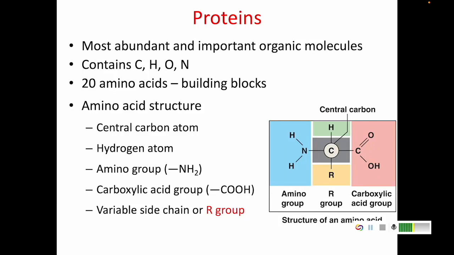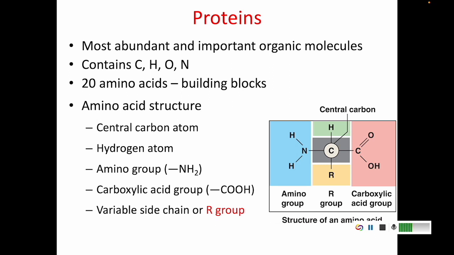Hi, class. Welcome back. We're in the middle of chapter 2. We're actually coming near the end of it. We've discussed some chemical reactions. We've started talking about organic molecules. We've discussed carbohydrates and lipids. And now we're into our next category of proteins.